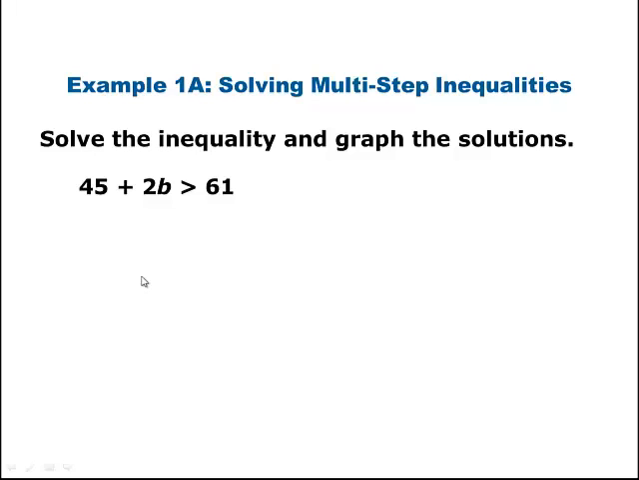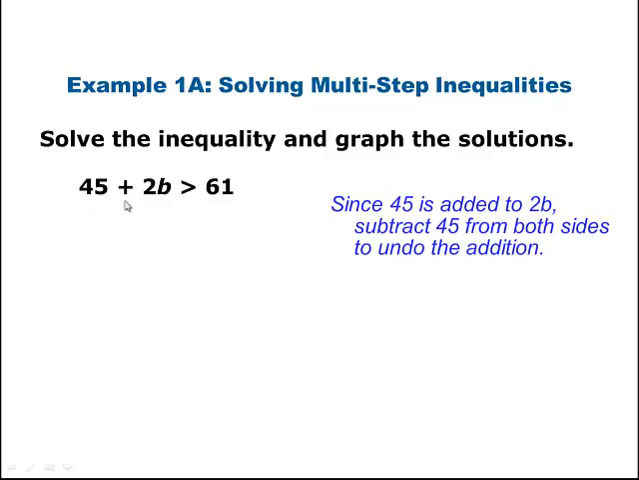Write this in your notebook. 45 plus 2b is greater than 61. Here's our variable b. 2 is being multiplied by b, and then 45 is being added to it. Since the last operation is 45 being added to it, we're going to undo that part first. We're going to do that by subtracting 45 from both sides.